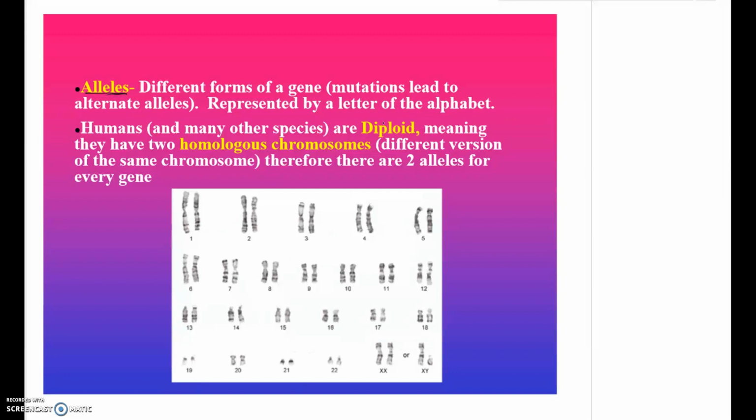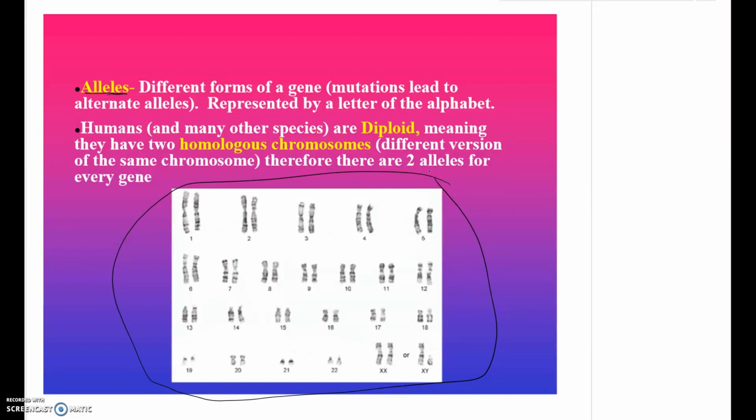Now, humans and many other species are what we refer to as being diploid. That means they have two homologous chromosomes, which are chromosomes that have the same information on them, but perhaps can be different versions. So here is what's called a karyotype. It's a picture of all of the chromosomes in one human cell.